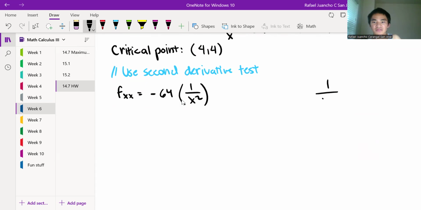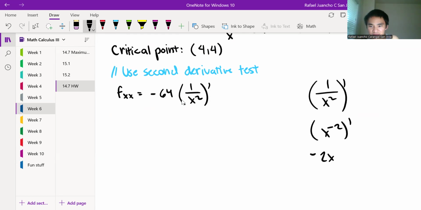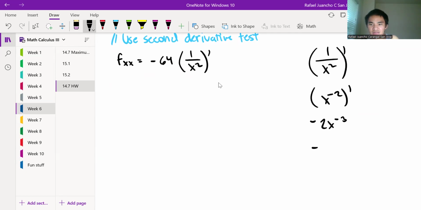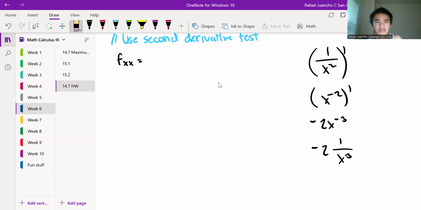How do I find the derivative of this? So the derivative of this is, well, negative 2. I like doing this. I don't want to do quotient rule. I get negative 2x. Negative 2 minus 1, negative 3. And so I get negative 2, 1 over x third. And so if I multiply 64 to 2, well, now I get 128. So here I get 128 over x cubed, right? Done.